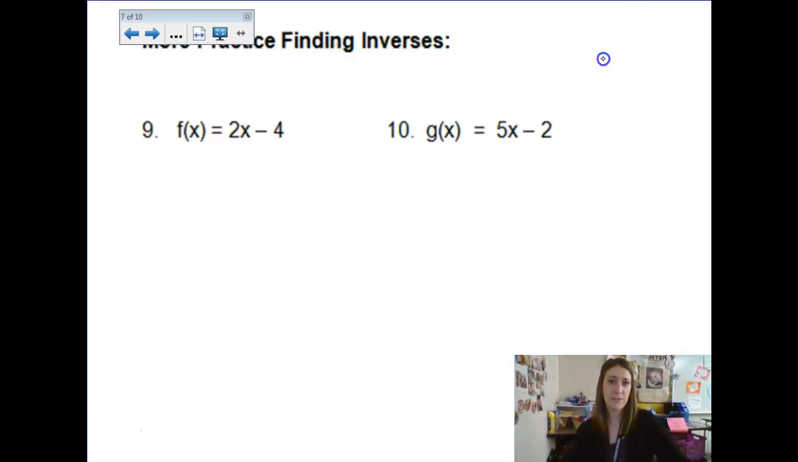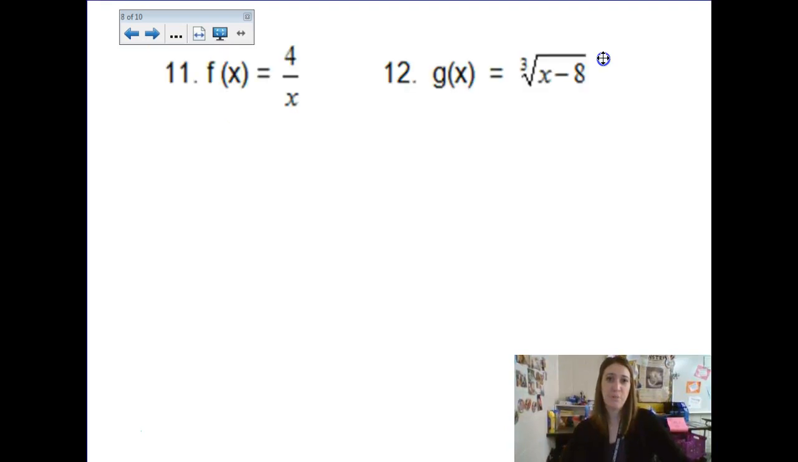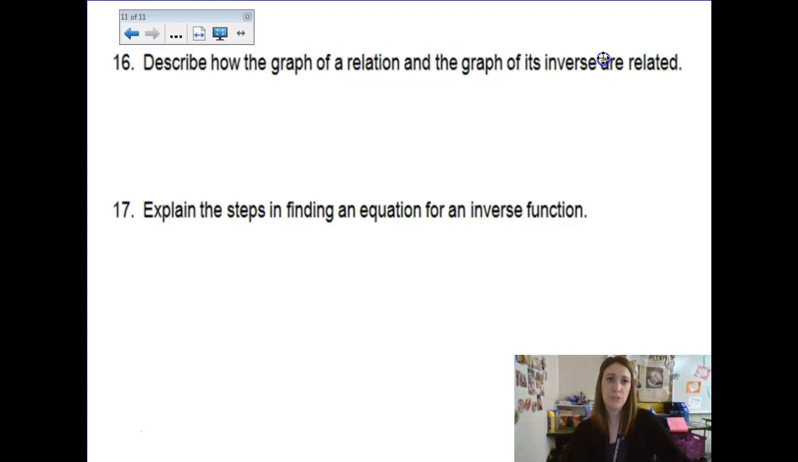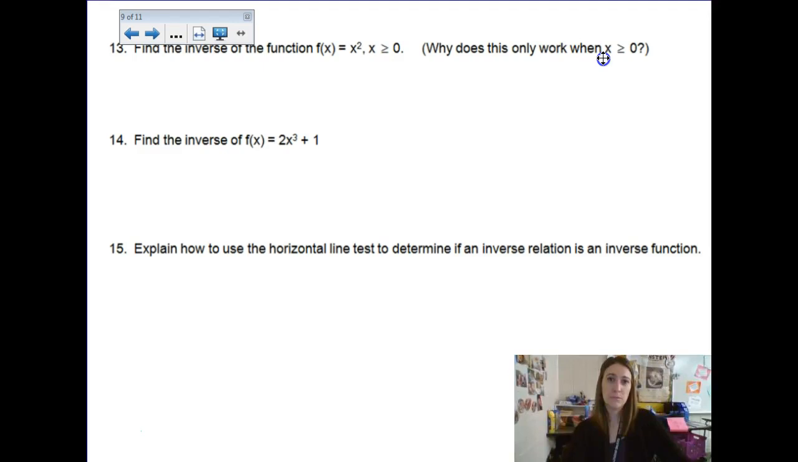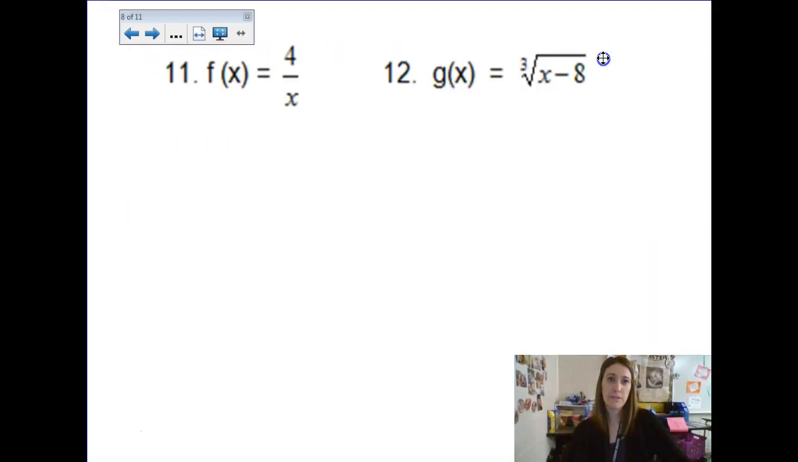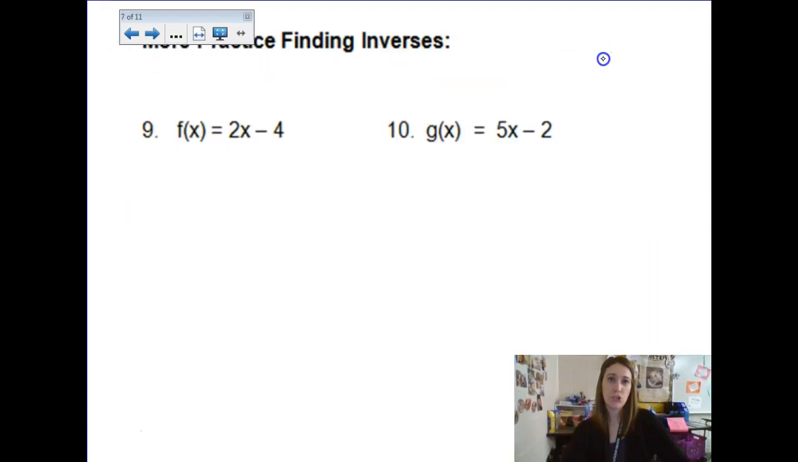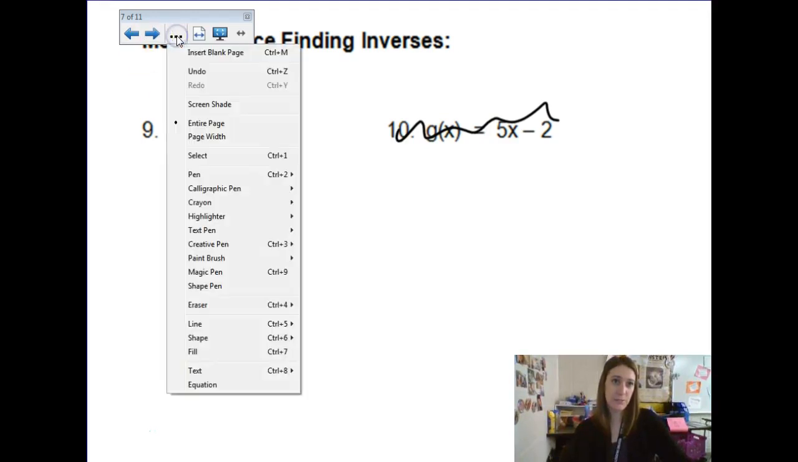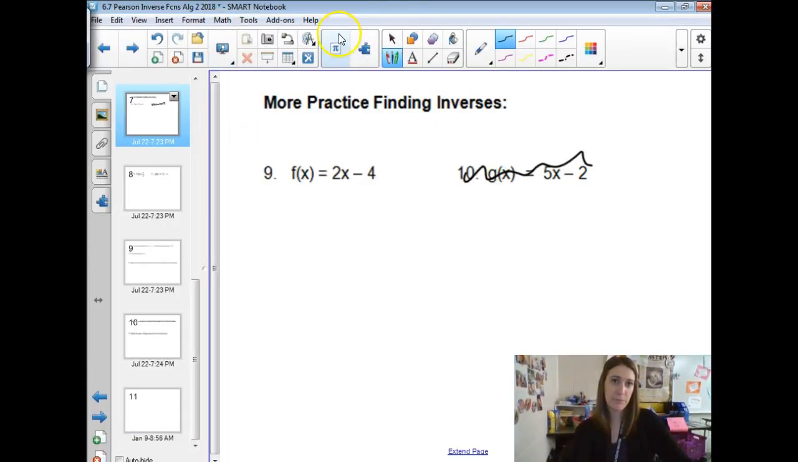Alright, this is just more practice of doing the same stuff, guys. What I would like to do is, alright, I'm going to pull up a coordinate plane, maybe. I want to do number 9. We're going to skip number 10 for space, so if you want to steal space for number 10, that's fine. I'm going to draw the inverse and the original on a coordinate plane, so you guys can see what that looks like.